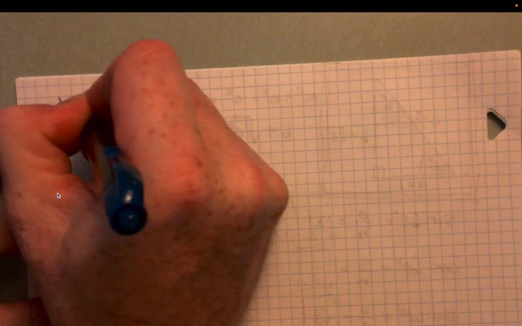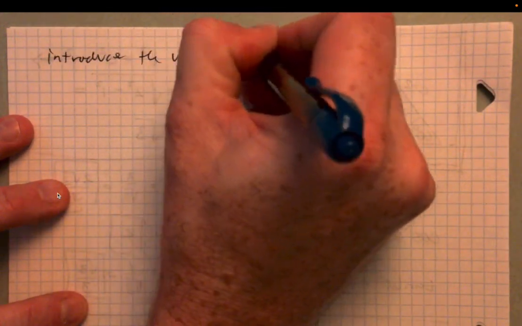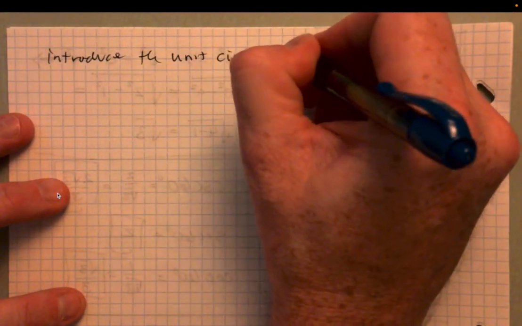What I want to do next, and this will only take a moment or two, is I want to introduce the unit circle, and I'm calling it a reference sheet.